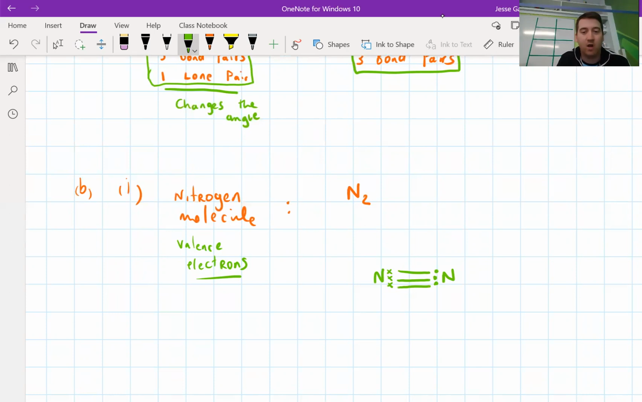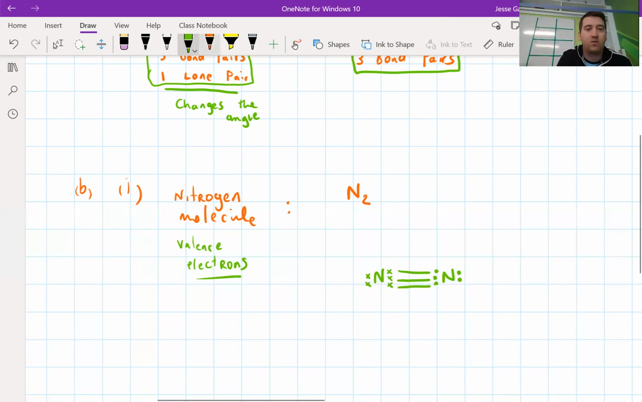And notice that we have not drawn all the valence electrons for each nitrogen. For this nitrogen, I've only drawn 3 valence electrons, and we just said they should have 5 because they're in group 5. So that means it's got a lone pair just there, like that. And it's the same for this one. This one also has a lone pair.